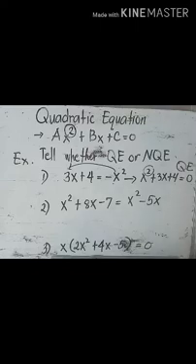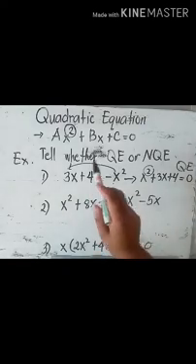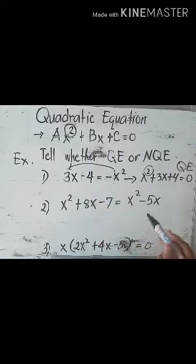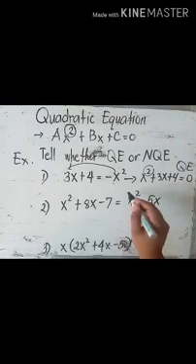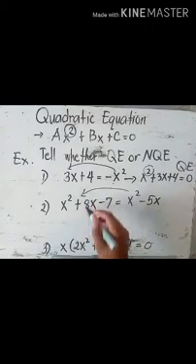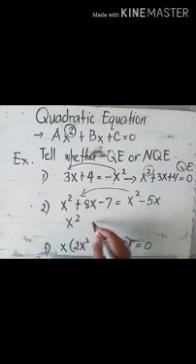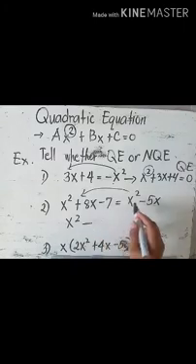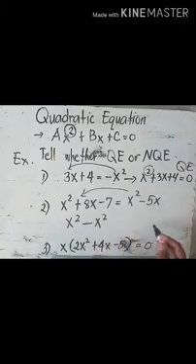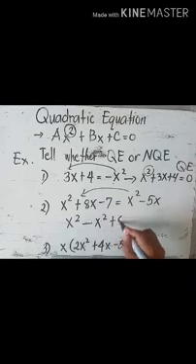Now for example number 2, x squared plus 8x minus 7 is equal to x squared minus 5x. Like the first example, we arrange the given equation into ax squared plus bx plus c equal to 0. So we transpose x squared to the left side, so it will become x squared. Then it will become negative. We just copy this one. Then it will become negative. Then we copy 8x.